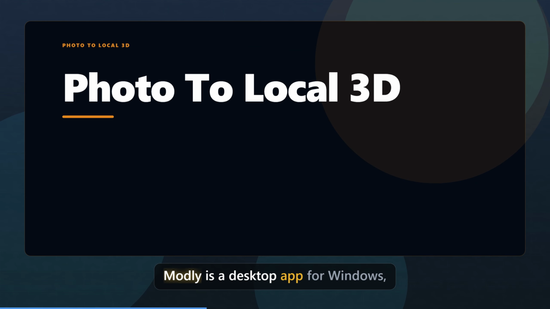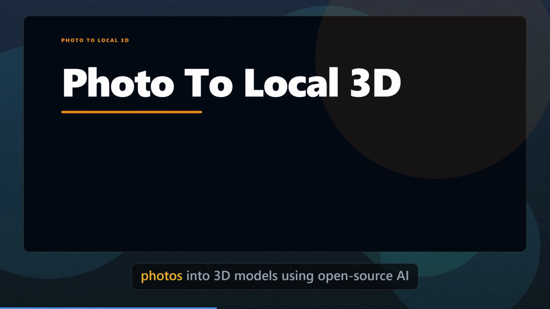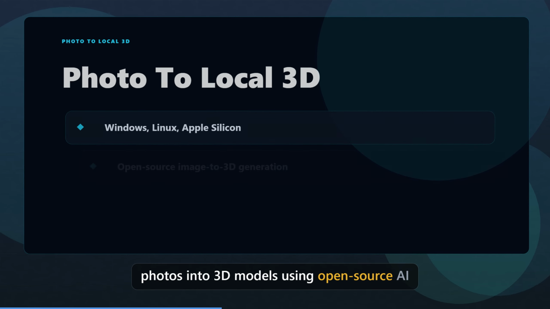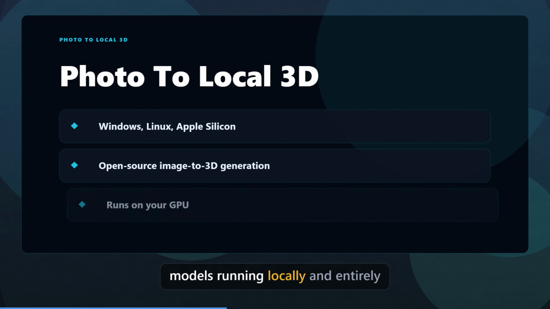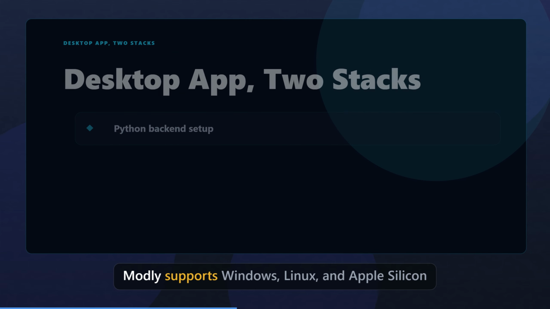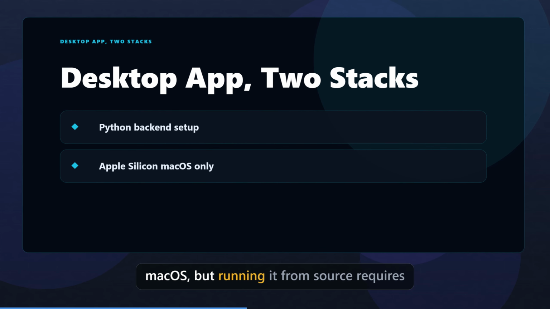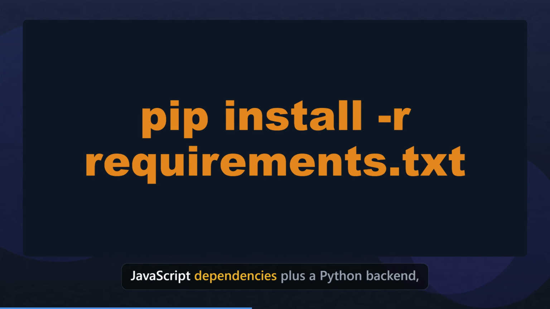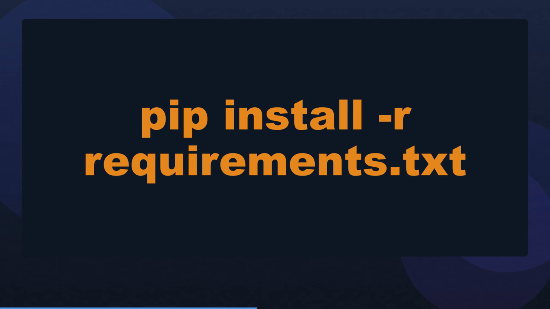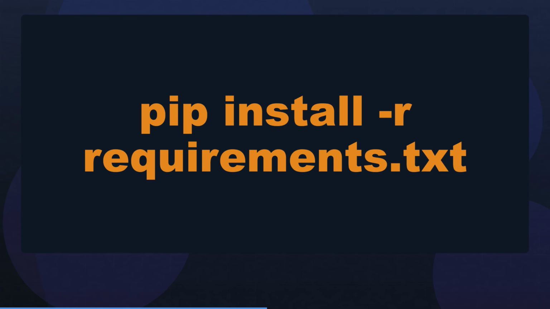Modly is a desktop app for Windows, Linux, and Apple Silicon Mac OS that turns photos into 3D models using open-source AI models running locally and entirely on the user's GPU. Modly supports Windows, Linux, and Apple Silicon Mac OS, but running it from source requires JavaScript dependencies plus a Python backend, including a virtual environment and the listed Python requirements.